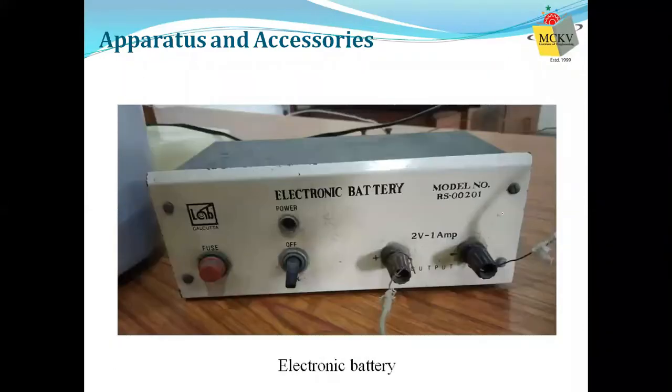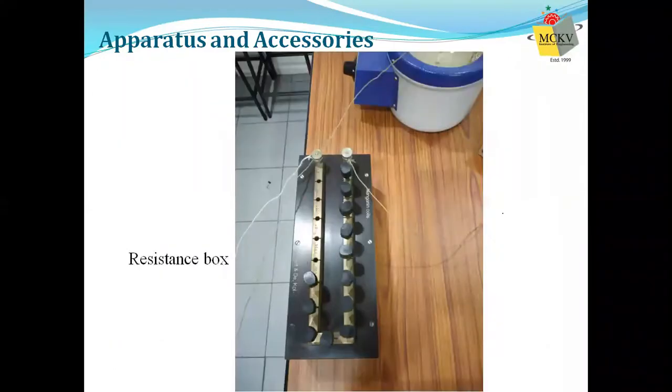So this is the battery that we were using. The EMF was 2. This was the resistance box. 20,000 ohm was taken out. That is the R1 resistance that I was talking about, the series resistance R1. We know it is 20,000 ohm.